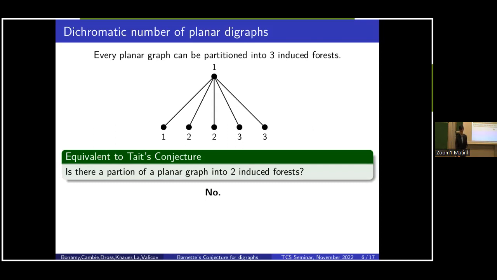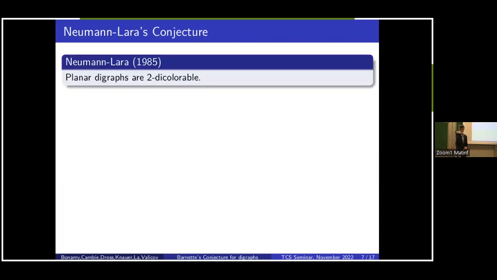So this case is closed for induced forests, but actually the directed version is still open. More precisely, Neumann-Lara conjectured in 85 that planar digraphs are 2-dicolorable, meaning that I can partition them into 2 acyclic sets. And this is an open conjecture. Well, there have been a lot of partial results. First, computational results: it was verified for graphs up to 26 vertices.